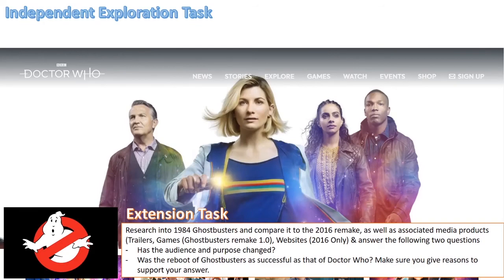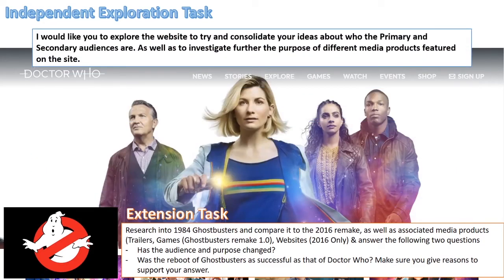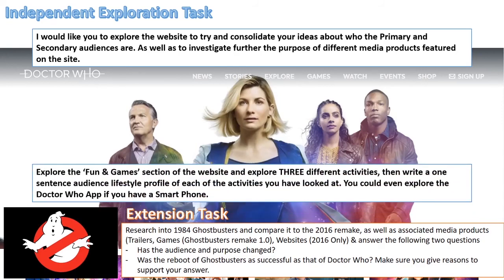So this is your independent exploration task. I'd like you to explore the Doctor Who website, considering the primary and secondary audiences. As well as that, I want you to investigate further the purpose of different media products featured on the site. So explore the fun and games section. Find three different activities and write a one-line sentence creating an audience lifestyle profile for each of the activities you have looked at. You could even explore the Doctor Who app, if you have a smartphone.